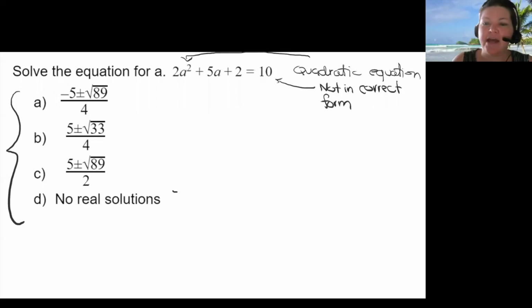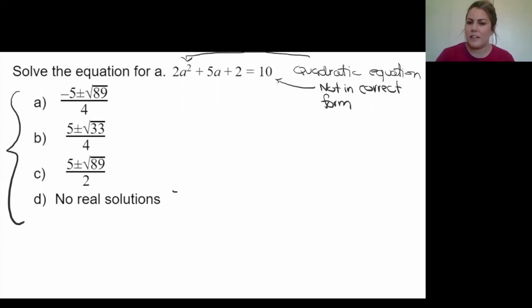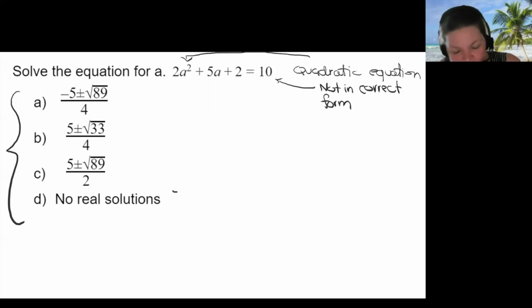Do you remember what I had to do with this equation before I could use the formula? You have to zero it. I have to make it equal to 0. It is not equal to 0. Quadratic equation's like a party. We got to get everybody to the same side. I'm going to take that 10 away. I can do whatever I want as long as I do it to both sides.